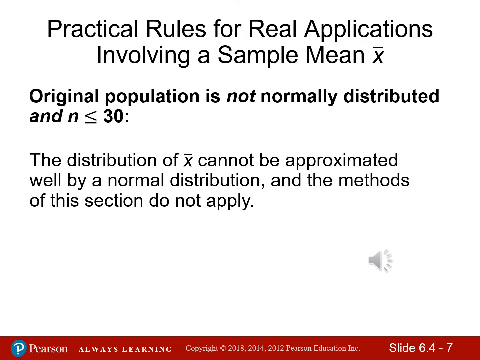Also, under the practical rules for real applications involving a sample mean x bar, we can say that if the original population is not normally distributed and the sample size is less than or equal to 30, then the distribution of x bar cannot be approximated very well by a normal distribution, and the methods of this section do not apply.